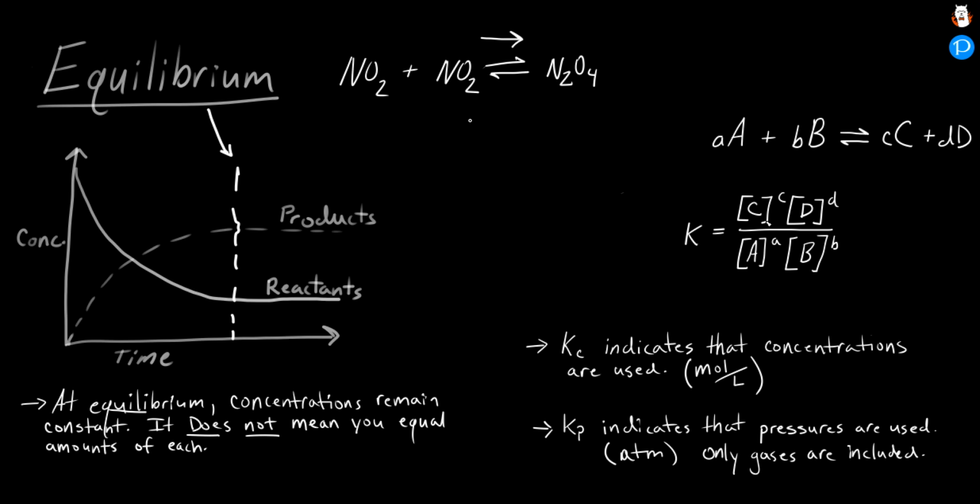The way that we write that is we take the concentration of each product and we raise it to the power of whatever the coefficient is.